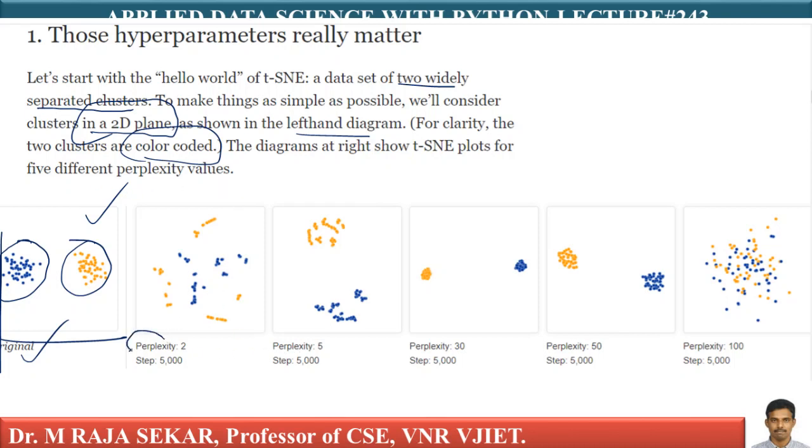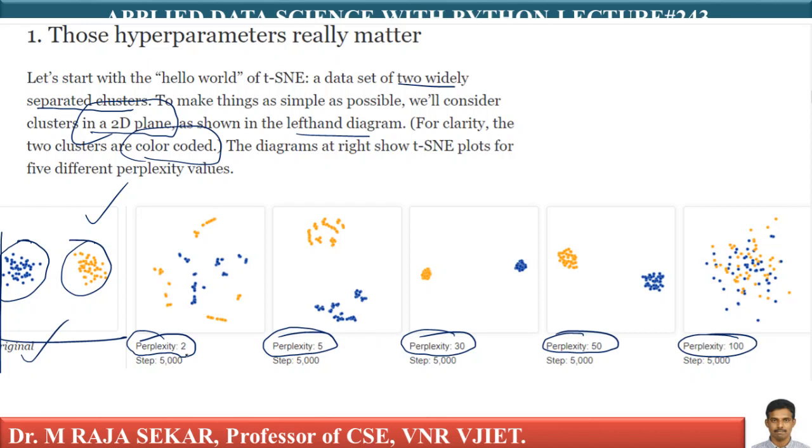Just see, this is the t-SNE plot for perplexity 2. This is the t-SNE plot for perplexity 5. This is the t-SNE plot for perplexity 30. This is the t-SNE plot for perplexity 50. This is the t-SNE plot for perplexity 100.